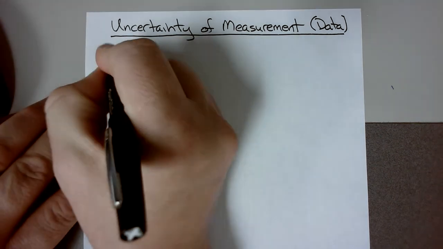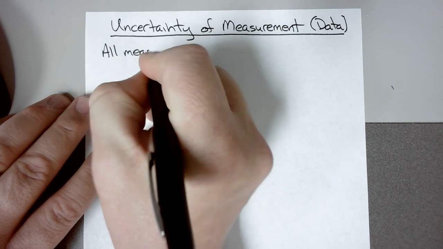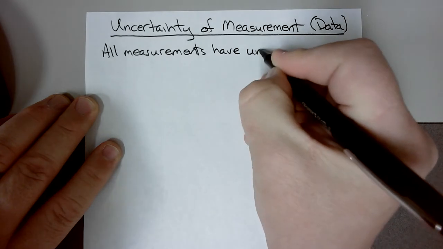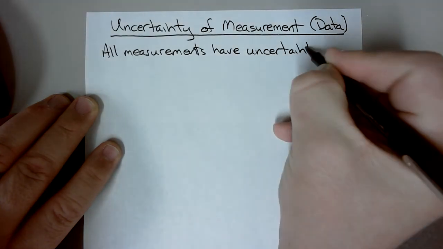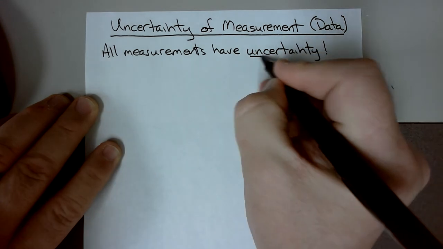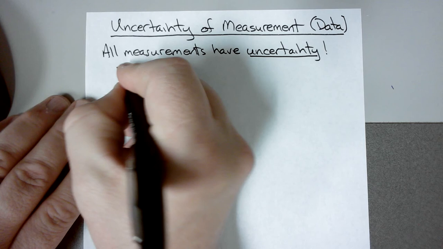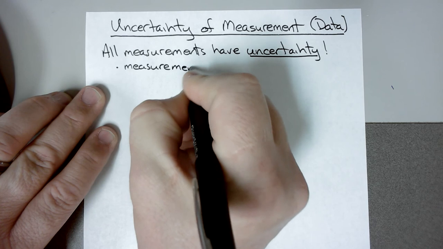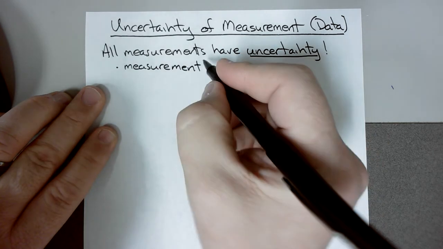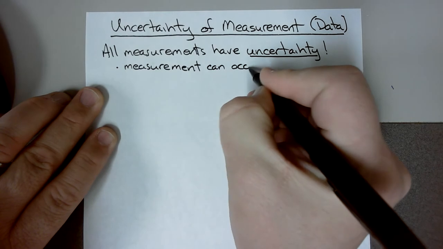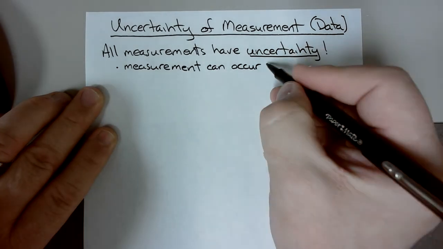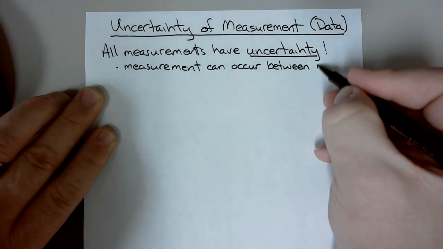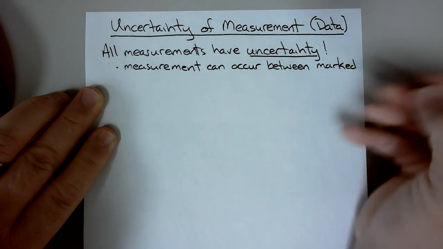Now all measurements have uncertainty. What do I mean by that? Well, we know that a measurement can land or occur in between marked increments on an instrument, and you have to make a guess at that point, or estimate. So let me finish writing this down and let's draw an example of that.